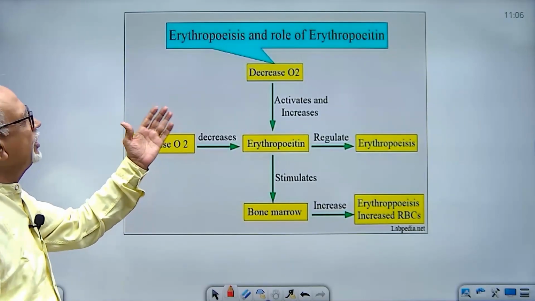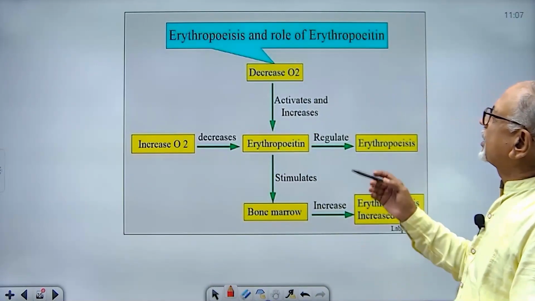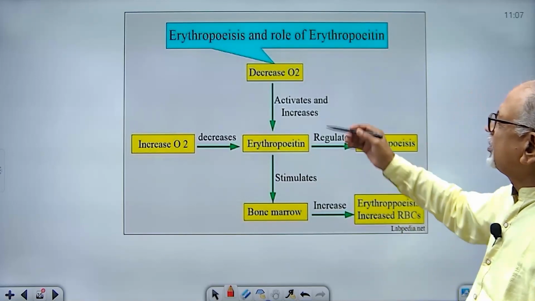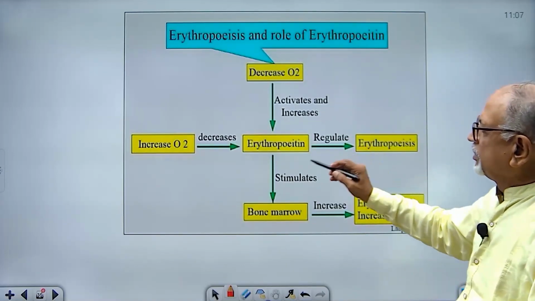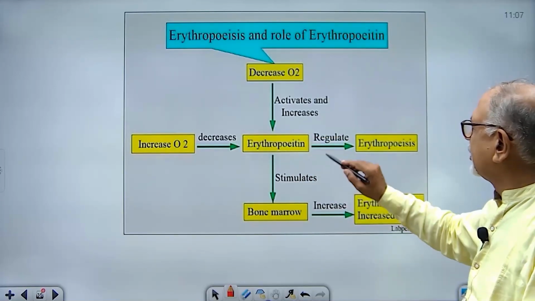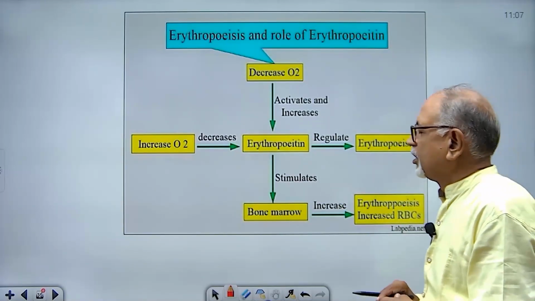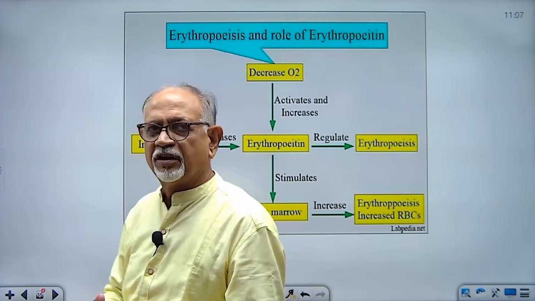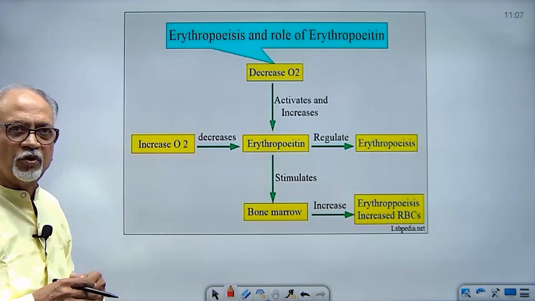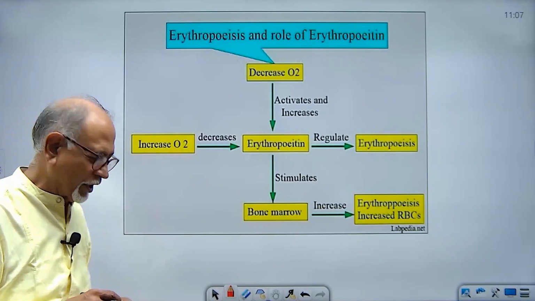Now, you can see here the phenomenon of erythropoiesis, how it is affected by the hormone called erythropoietin. When there is a decrease in oxygen, then erythropoietin is released from the hemopoietic tissue of the kidney. It regulates the production of RBCs, and when the oxygen level becomes normal, then the production of erythropoietin decreases, thereby reducing the production of RBCs in bone marrow.